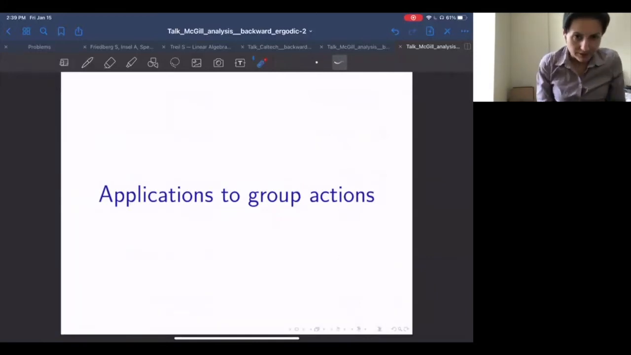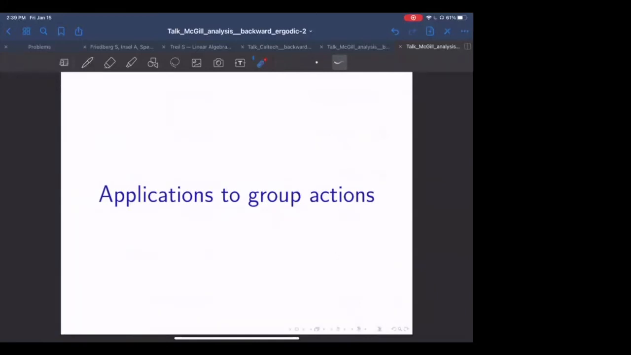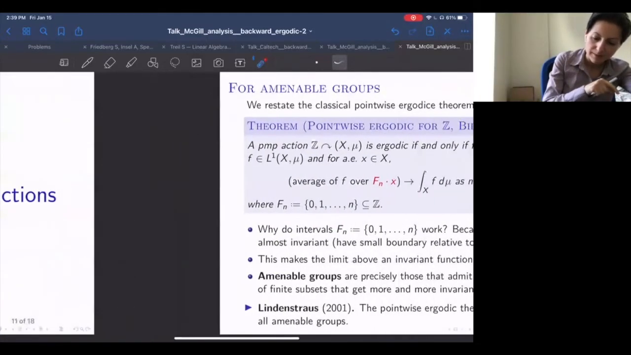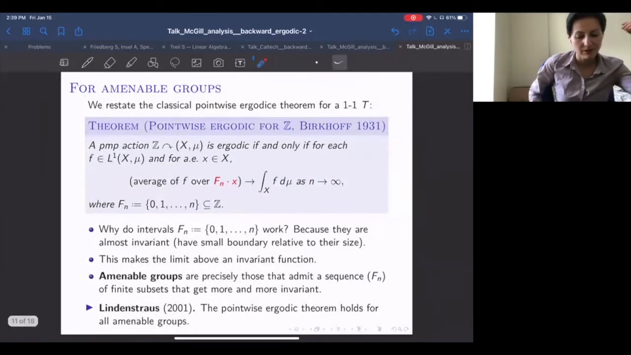Okay, so please ask me if you have other questions, because otherwise I'll just continue. So now, application to group actions. Let's review ergodic theorems for group actions, the existing ones.